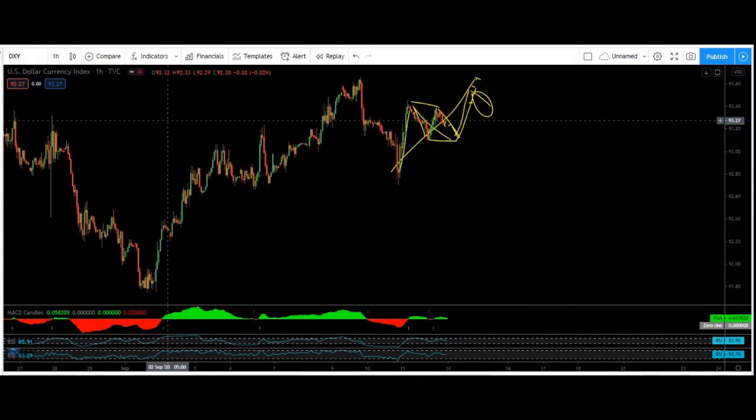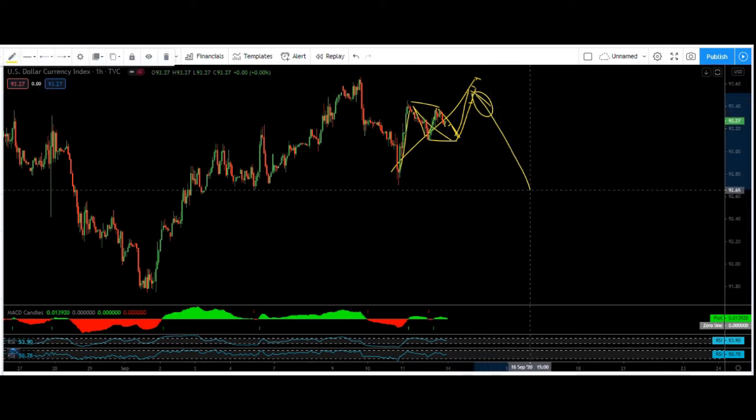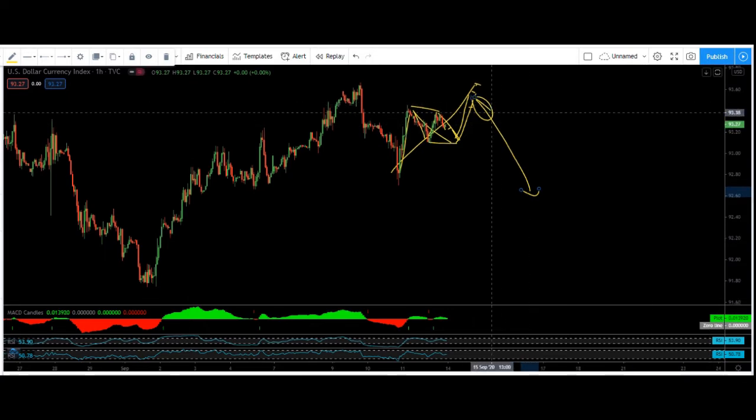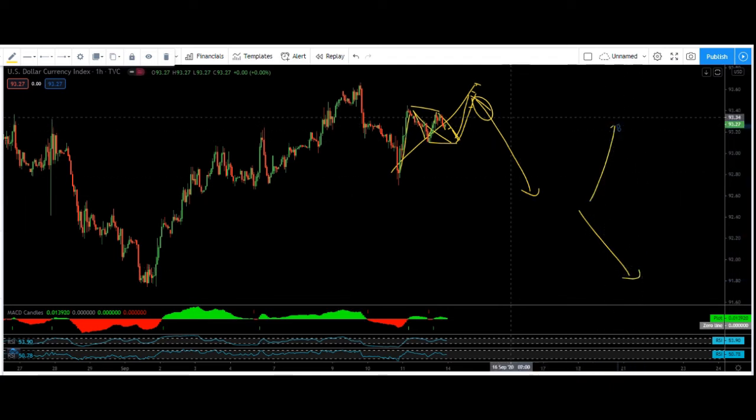And this sell setup, if we take it, as long as we take the sell setup and the price drops to here, we move our stop loss to break even. Why? Because we see there is a possibility the price can drop or reverse.